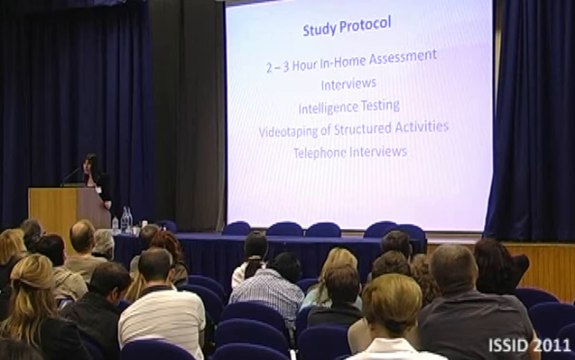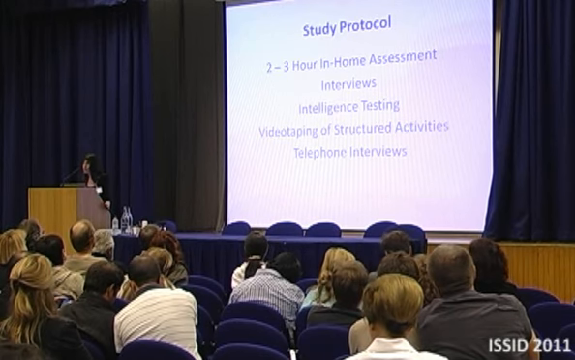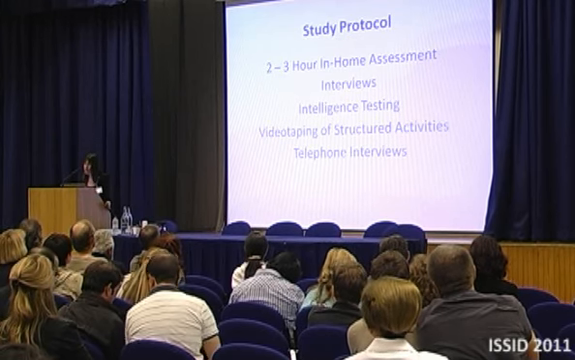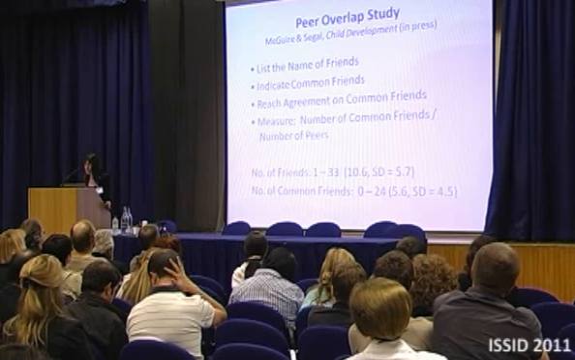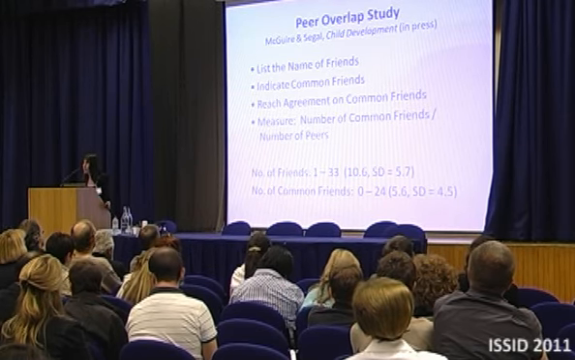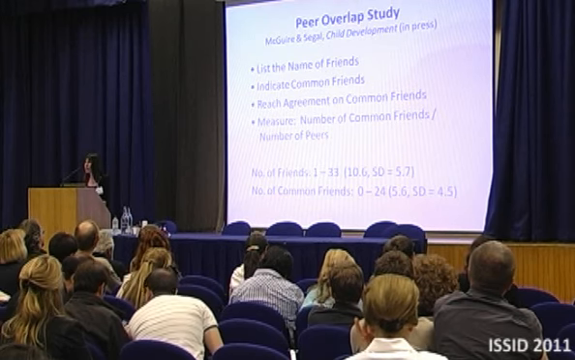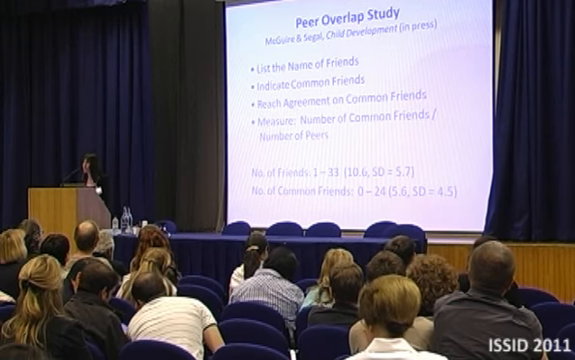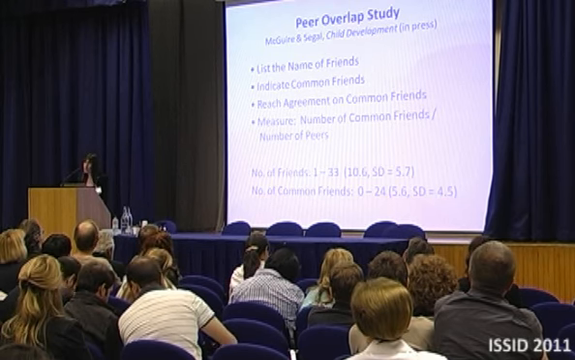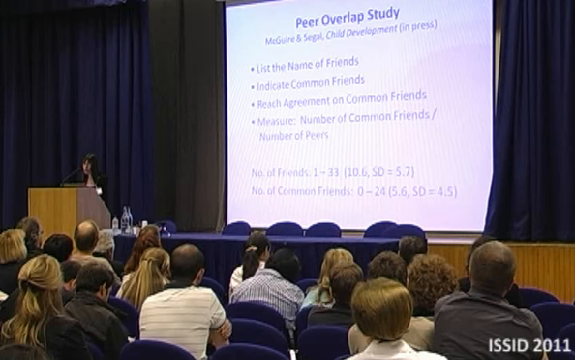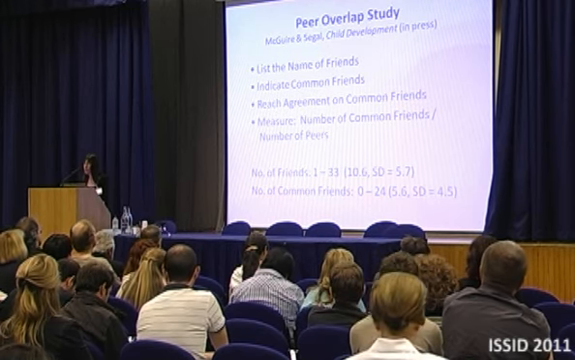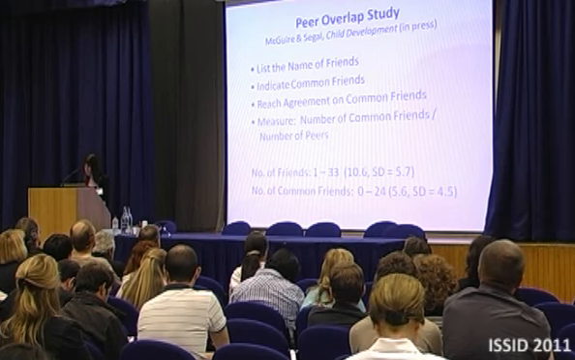When we find qualified families, they complete a 2 to 3 hour in-home assessment, a series of interviews, intelligence testing, videotaping of structured activities, and telephone interviews. And what I'll share with you this morning are the results from our peer overlap study, which is in press in Child Development. What we have each sibling do independently is to list the names of friends and then to indicate how many friends they have in common. We bring them back together again, and they have to reach agreement on the common friends that they have. And then the measure we compute is the number of common friends divided by the number of total peers.